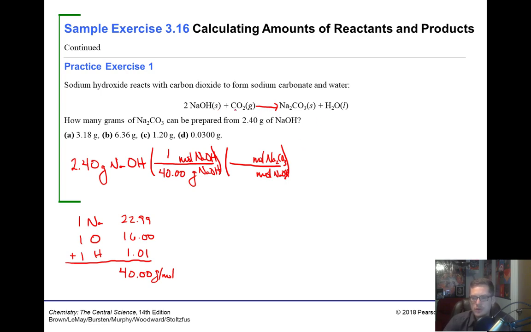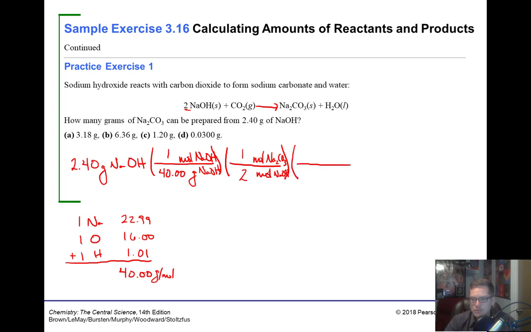Really, the very first thing we should have done is check to make sure it was balanced, but I kind of just assumed it was because I had the coefficient out front here. So 2 sodiums, 2 sodiums; 4 oxygens, 4 oxygens; 2 hydrogens, 2 hydrogens; and 1 carbon, 1 carbon. So we're good. The coefficient in front of sodium hydroxide is 2, so we'll put a 2 down here. The coefficient in front of sodium carbonate is 1, so we'll put a 1 right here. Now we're in moles of sodium carbonate.